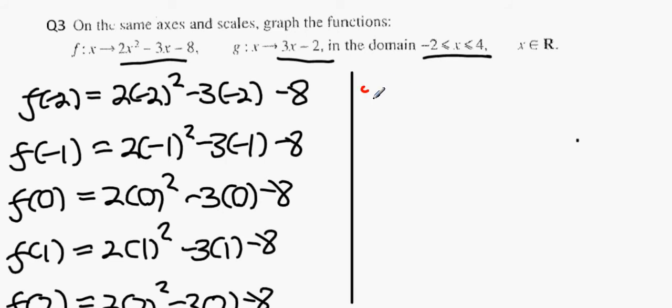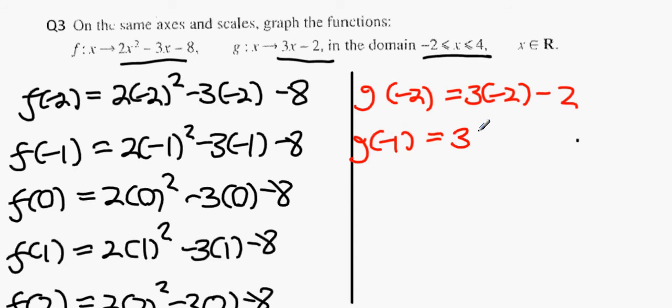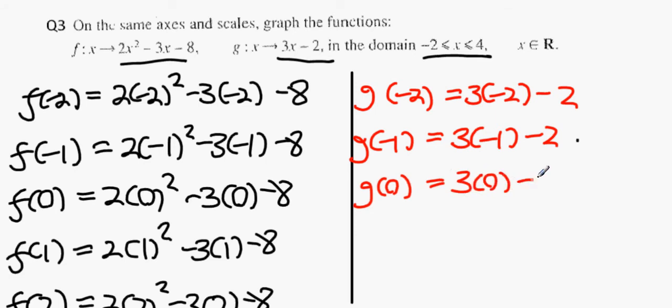Now we have to go over and do g of x. g of x is going to be 3x minus 2. So what we know about g of x is we are now doing g of minus 2: 3 bracket minus 2 minus 2. And then the next one is going to be g of minus 1: 3 times minus 1 minus 2. Next one being g of 0: 3 times 0 minus 2.